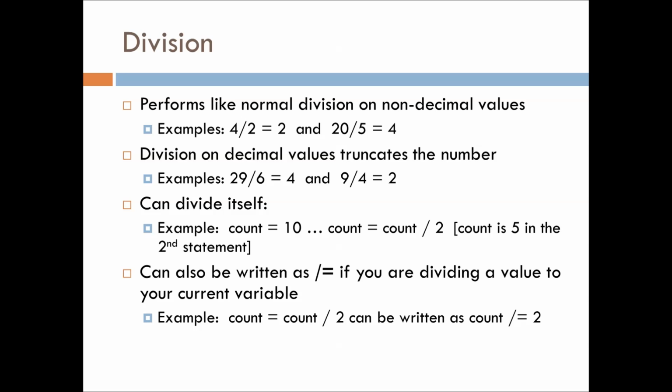Just like the other variables, you can divide itself. So you have count equals 10, count equals count divided by 2. It makes it 5. You can also write it as divide equals if you're dividing a value to the current variable. So if we look at the count equals 10, count equals count divided by 2 example, count divide equals 2 is the same thing as count equals count divided by 2.